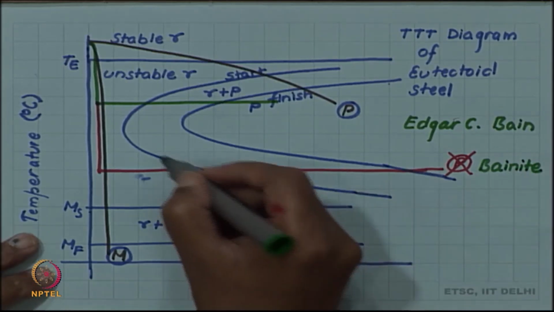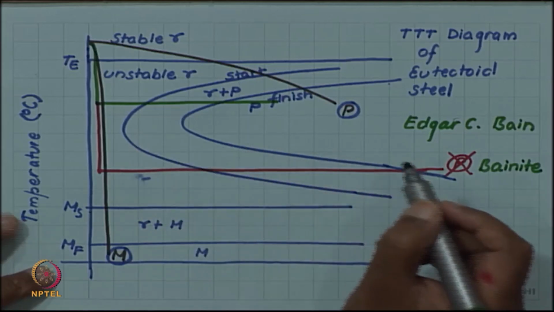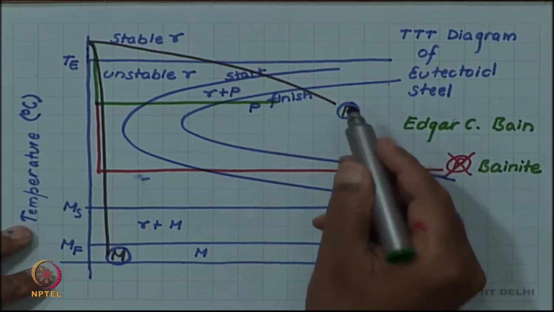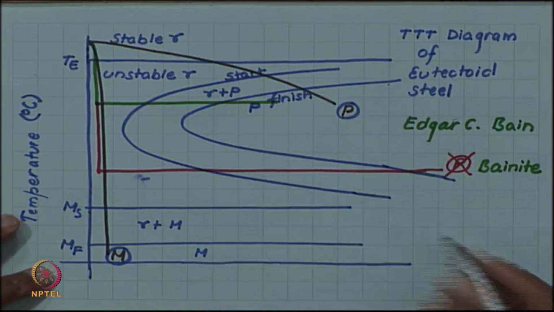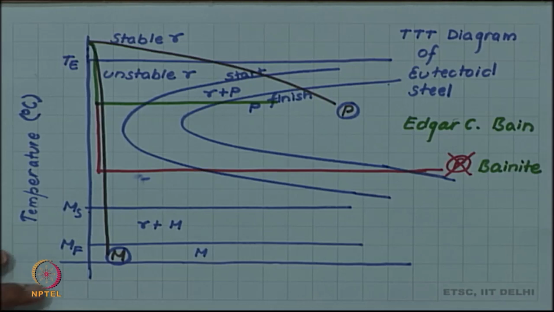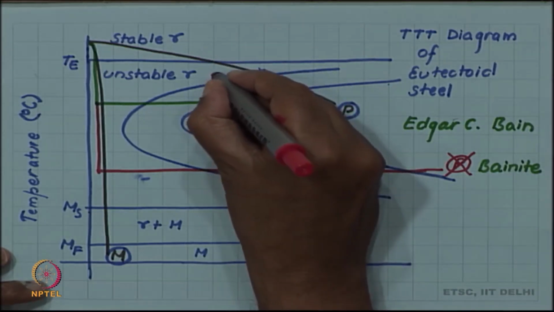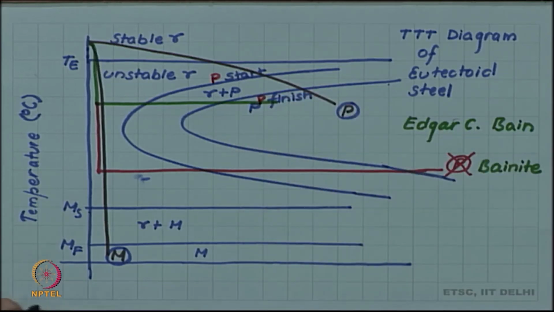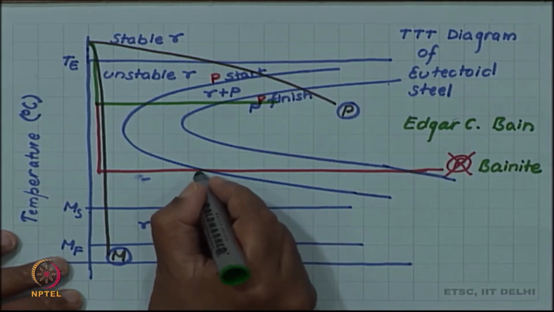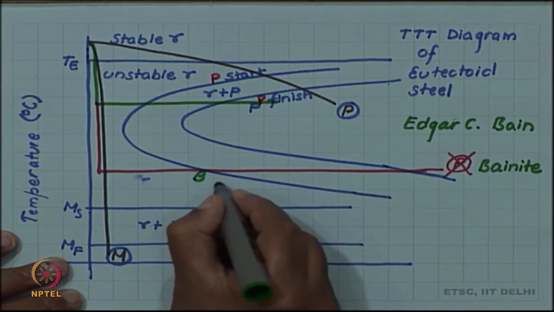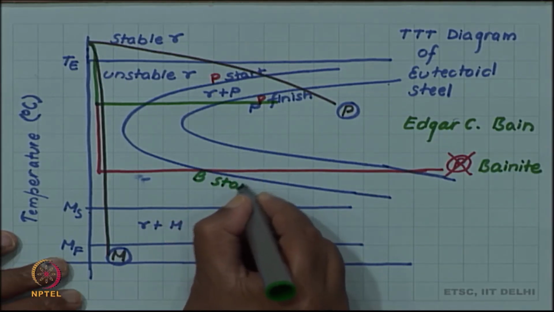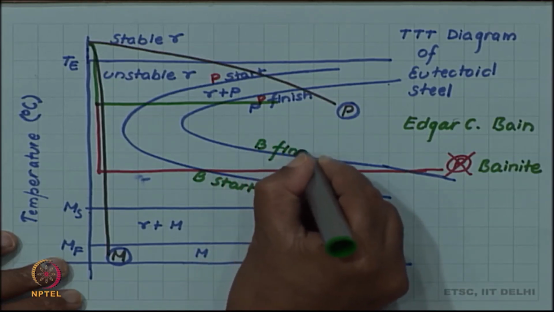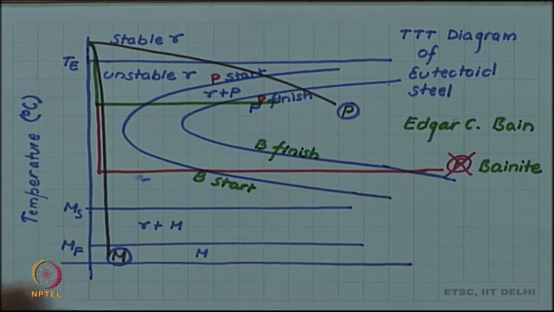So, really, the start curve and finish curve below the nose are bainite start and bainite finish, instead of pearlite start and pearlite finish. We can now label these start curves as pearlite start and pearlite finish, whereas these are bainite start and bainite finish.